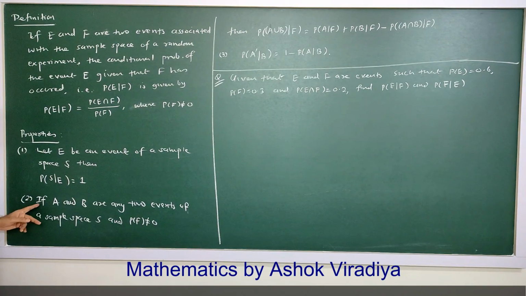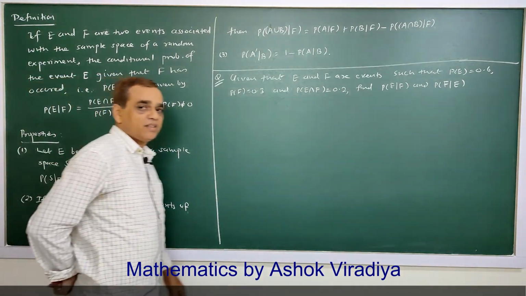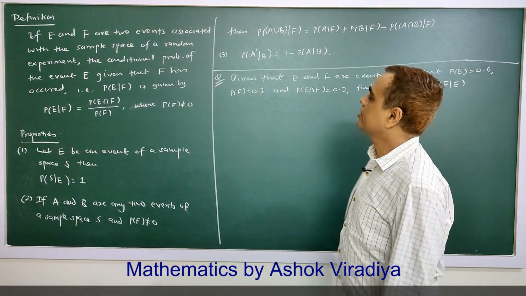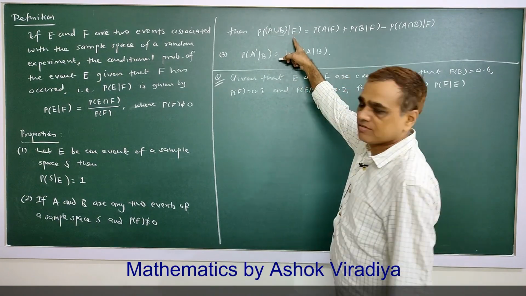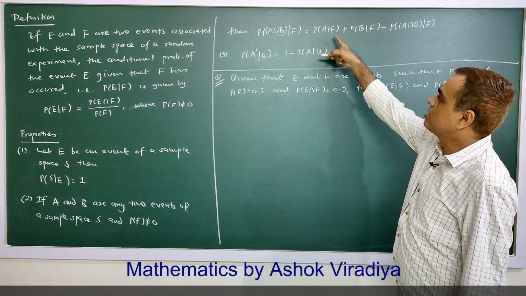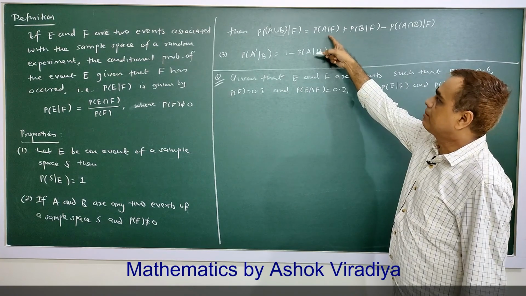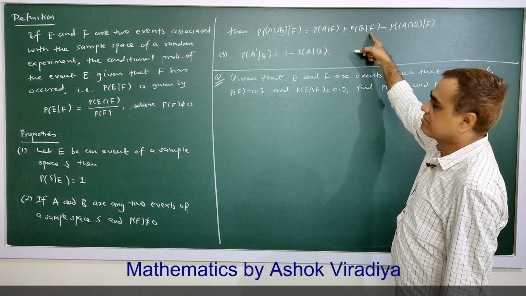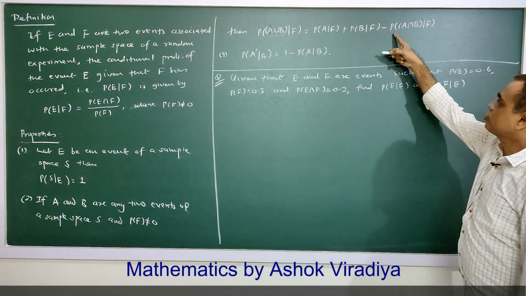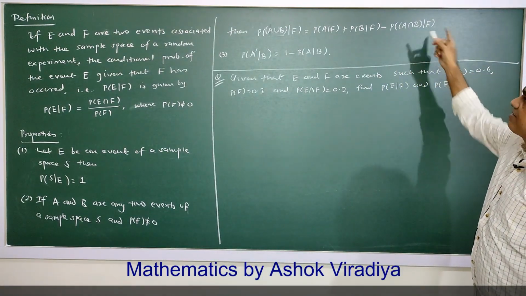If A and B are any two events of a sample space S and the probability of F is non-zero, then the probability of A union B given F is equal to the probability of A given F plus the probability of B given F minus the probability of A intersection B given F.